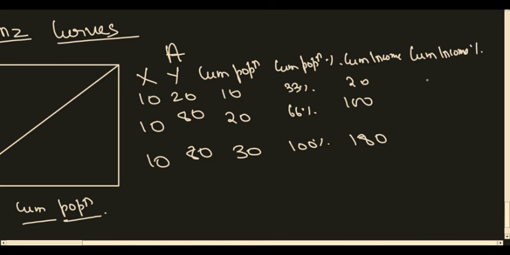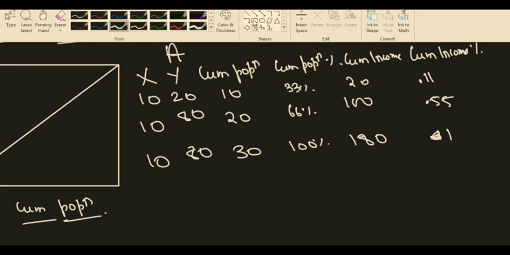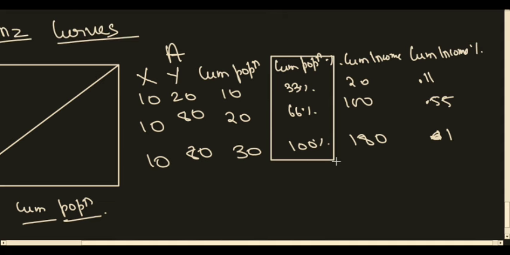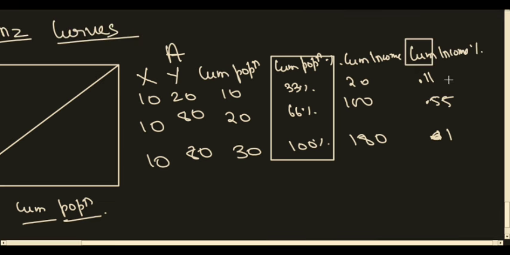Then we take cumulative income percentage. This comes out to be 20 upon 180, 0.11, 100 upon 180, 0.55, and 180 upon 180, which is 1. So basically we have computed the cumulative population share and cumulative income share. These would be our required figures for plotting the data.